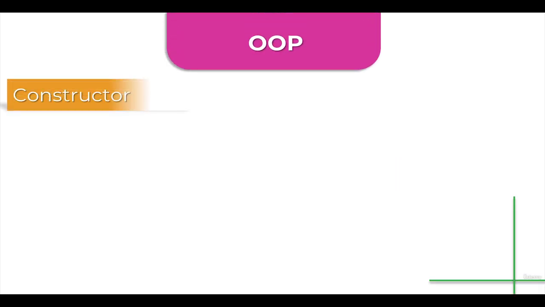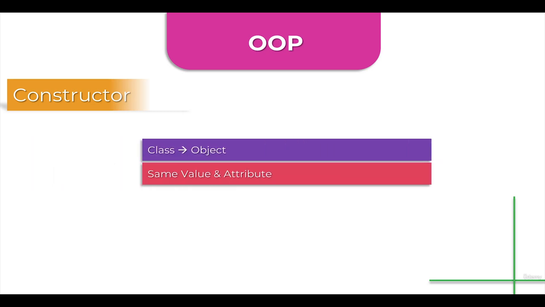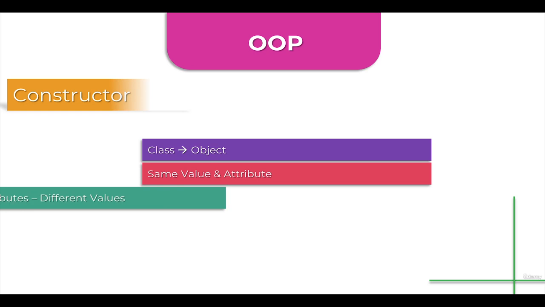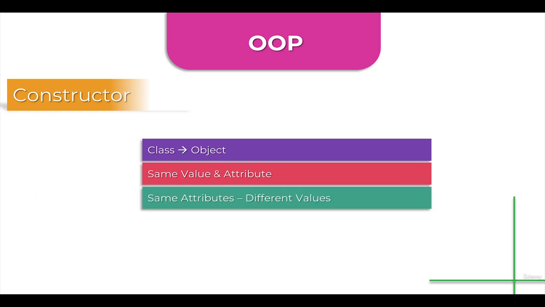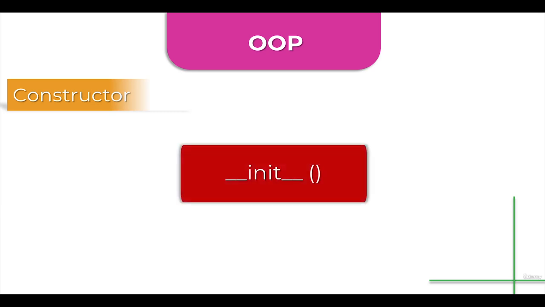Now, if you do recall, we created a class in our previous class. So with the help of this class, we created new objects. But those objects' attributes and values are the same. So what if we want to create different objects with the same attributes but different values using the class that we created? For this, we can use a special method named init, also called constructor function.